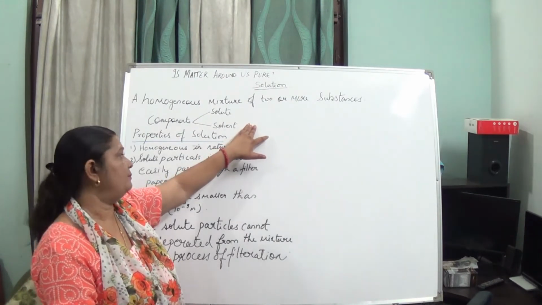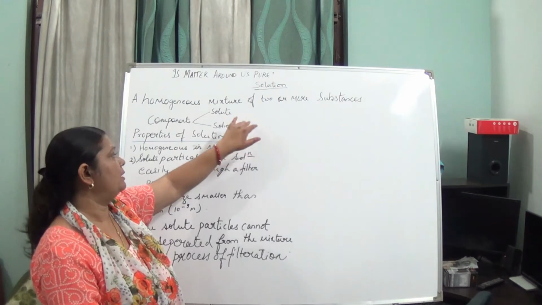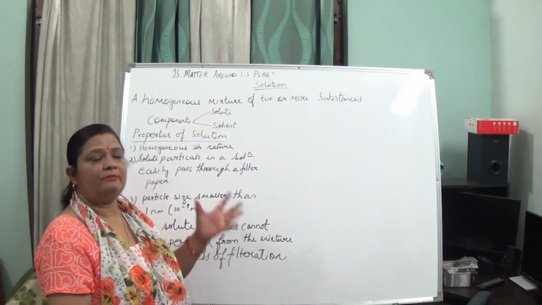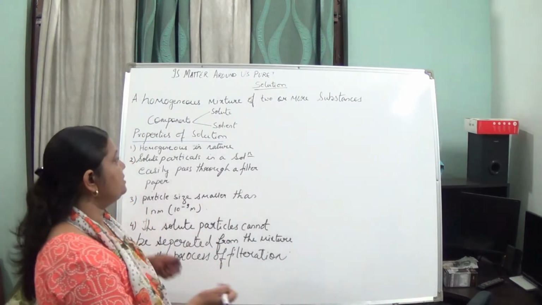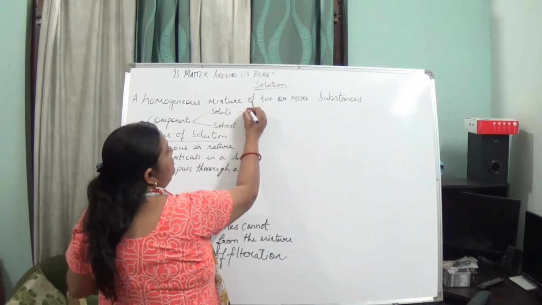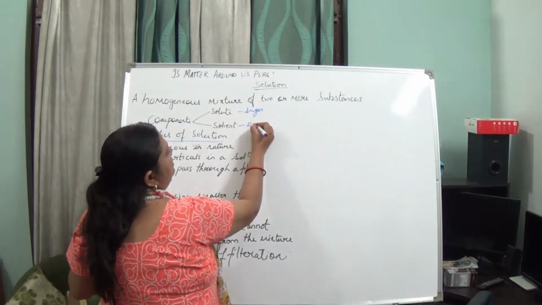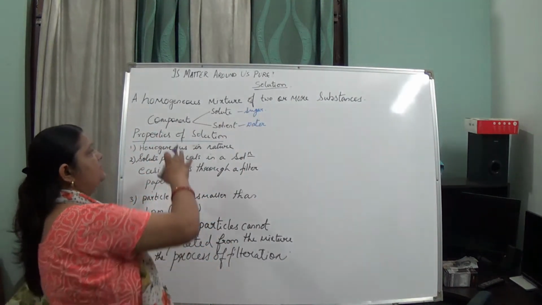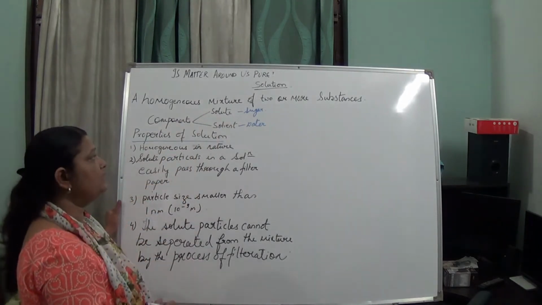Mainly the solutions are binary in nature. Binary means two components are present, that is the solute and the solvent. Suppose you have made a solution of sugar and water. So what will sugar be? Solute, and solvent will be water. So these are the components which are present in a solution, that is the solute and solvent.